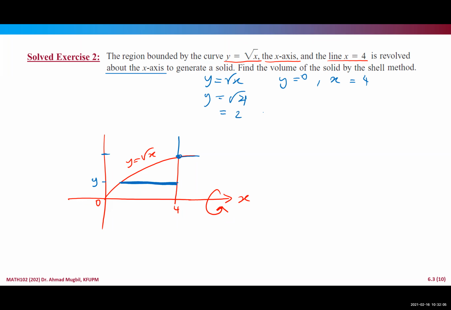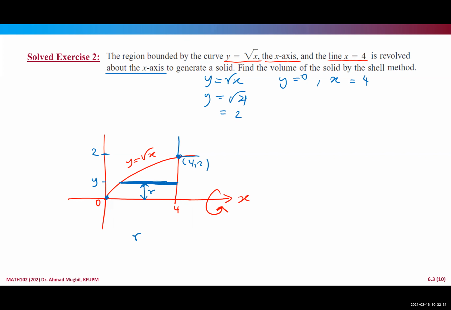It is 2. So this is 2. This intersection point is (4, 2), and this intersection point is (0, 0). Now by using the shells method, what we will do, Shabab? We will find the distance from here to here. This will be the shell radius. The distance between the line that we draw and the axis of rotation will be the radius, r.